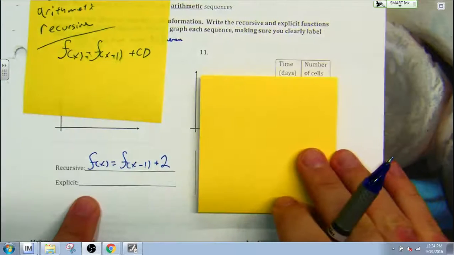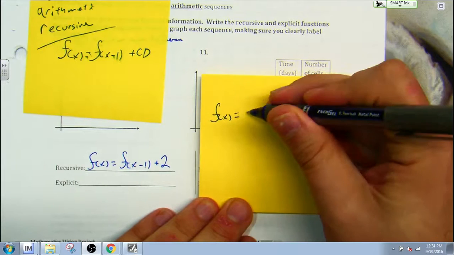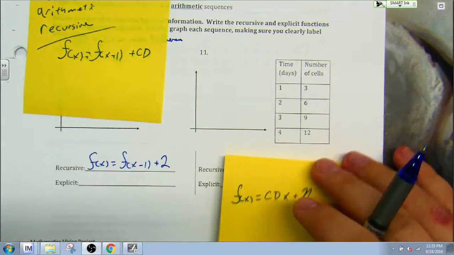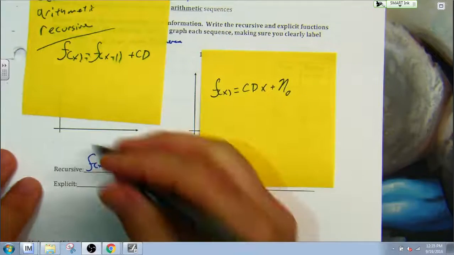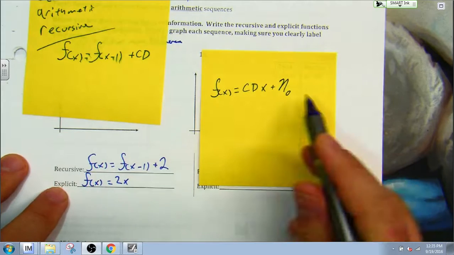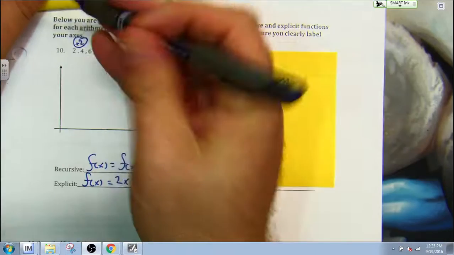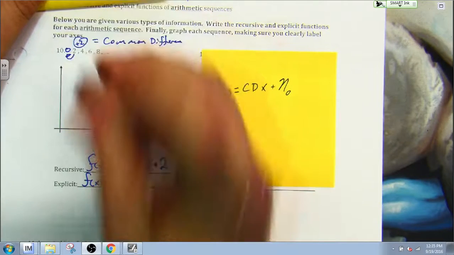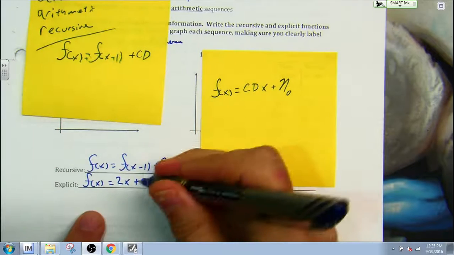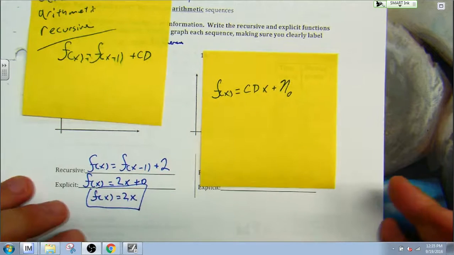And so now for the explicit, it's f of x equals our common difference times x plus our 0th term. So when I look at this, I know that f of x is going to equal my common difference, which is 2, x. And then I need to figure out what my 0th term is. And I look here, and I know if I add 2 to get my 0th term, I have to subtract 2, which would have given me 0. So plus 0. But I don't even have to write plus 0. So I can just simplify this as simply f of x equals 2x. And that'll be done. Alright, I think that's it.